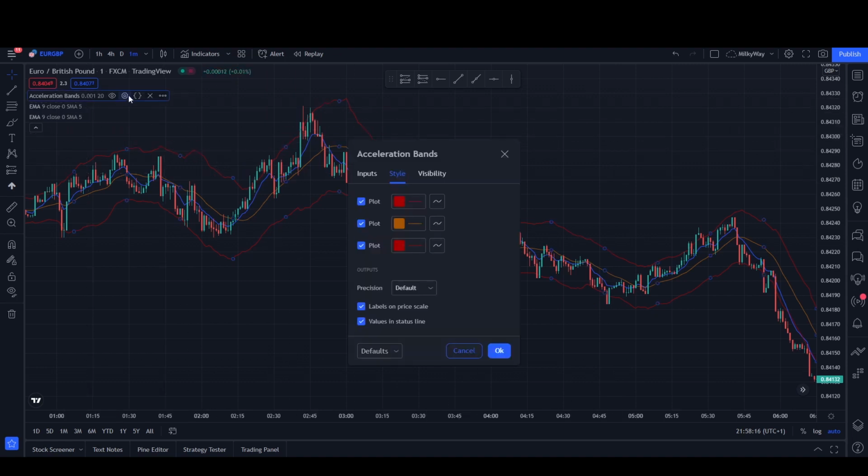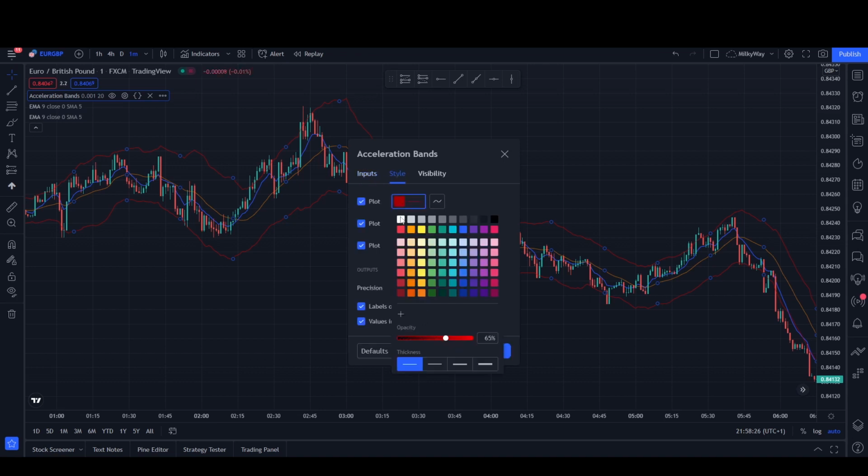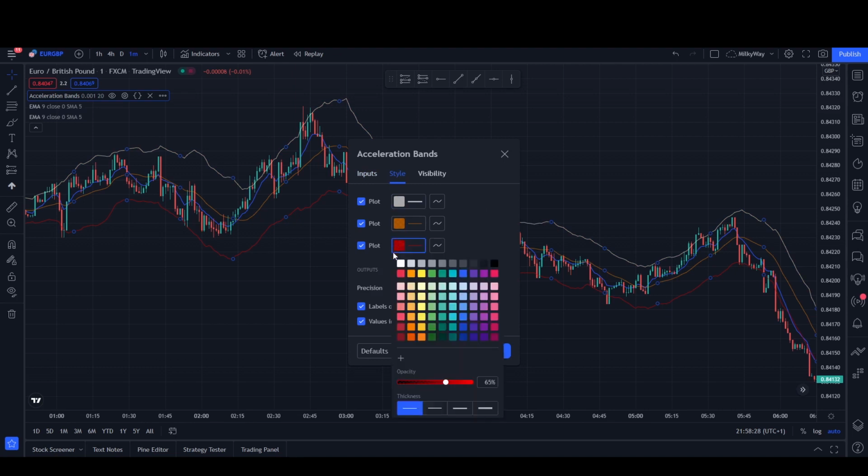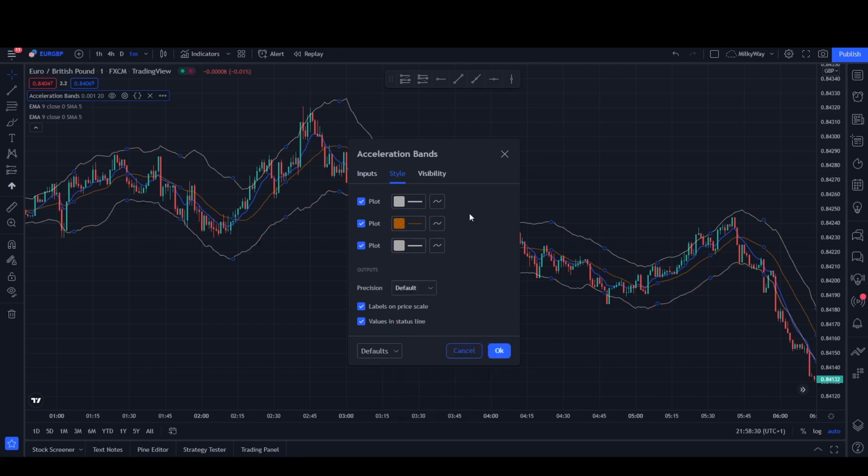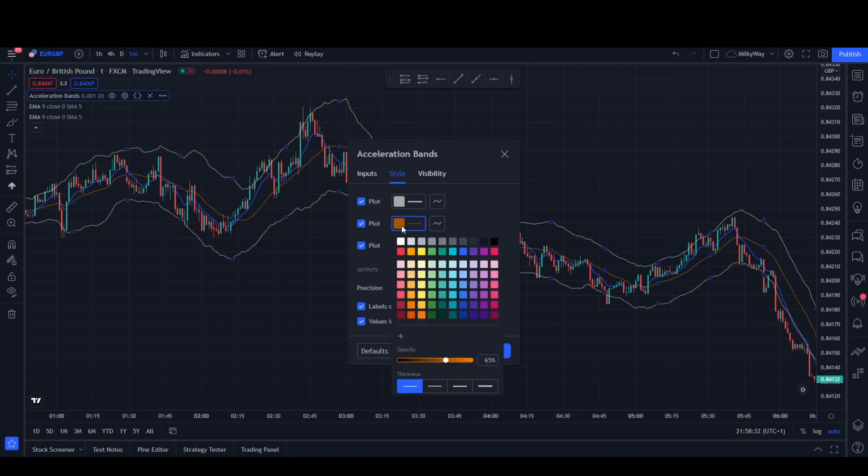And then right here, I'll just change some of the visual settings. So I'm not going to change the default settings, the default inputs, but I'm going to change the colors just because I feel like it's easier to see like this. And I'm going to change it to yellow.